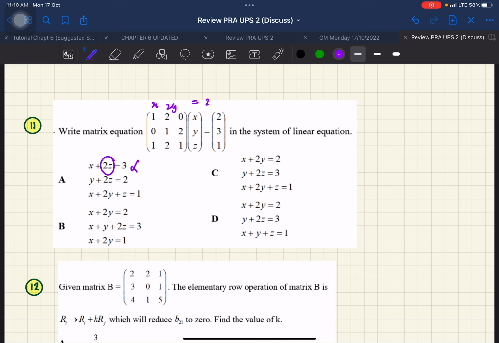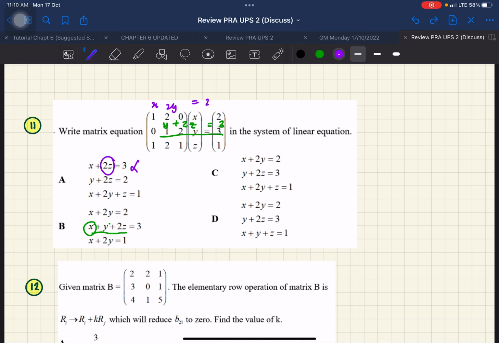Dia cakap dekat sini kita ada this one here. Y plus 2z. Y plus 2z equals to 3. Okay, so y plus 2z equals to 3. Ni salah. This one dia salah sebab dia extra pula yang ni. Okay, so yang ni betul. Yang ni betul. Okay. So, next one lagi.